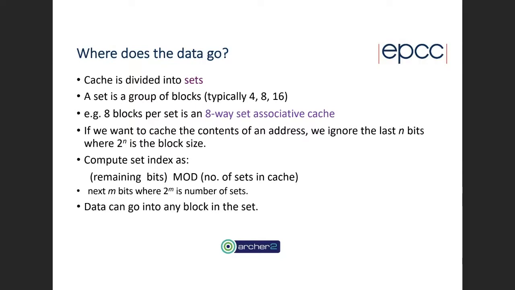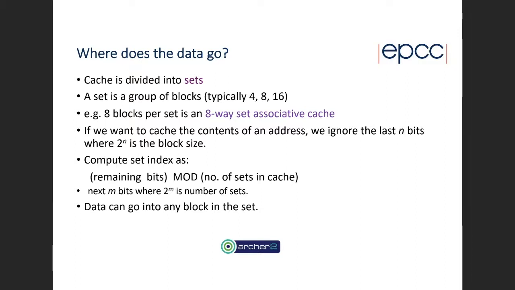So where does the data go? Well, the cache is divided into sets. And a set is just a group of blocks. So again, typical numbers, 4, 8, 16 blocks in a set. And the terminology that you probably have heard here is that if we have 8 blocks per set, then that's what's called an 8-way set associative cache.